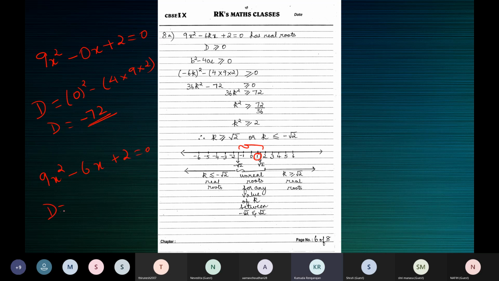So let's find the value of d. b square minus 4ac, 4 into a into c. So it will be 36 minus 72. So again, it's negative. For any value of k in this range between minus root 2 and plus root 2, the quadratic equation will have unreal roots. For all other values of k, it will have real roots.